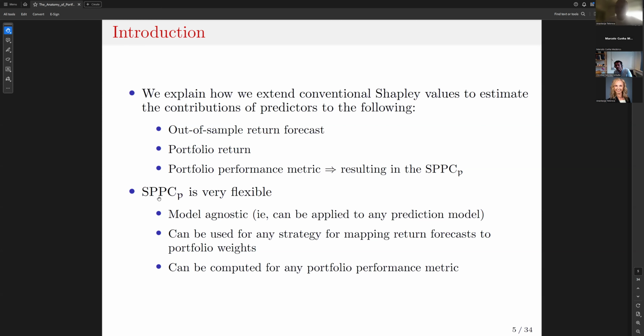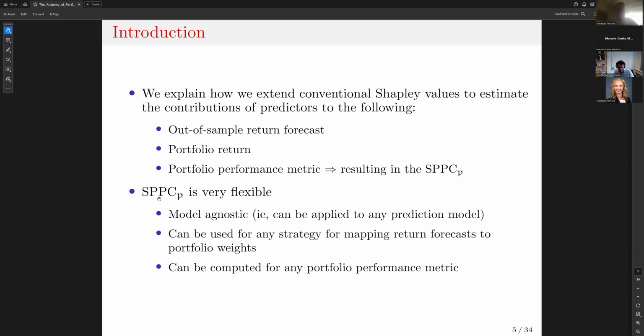Yes, of course. One question is, how do you compare Sharpe ratio versus Shapley value? We will get to that, but this is not essentially what we are doing. What we're going to be doing is decomposing the Sharpe ratio in terms of the individual predictors of the model. So we will tell you how much of the Sharpe ratio can be attributed to each of the predictors of the model. Does that make sense? Sure.